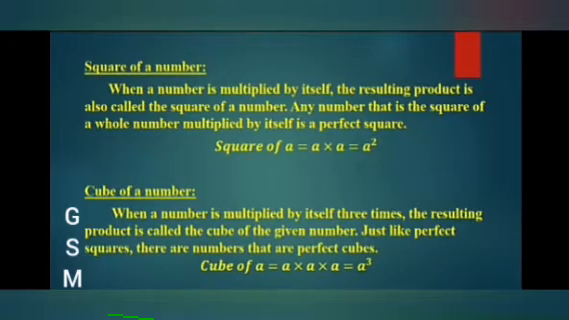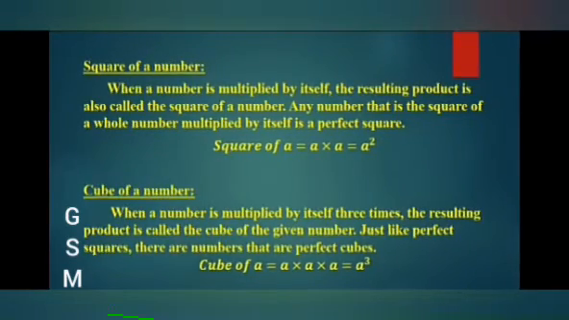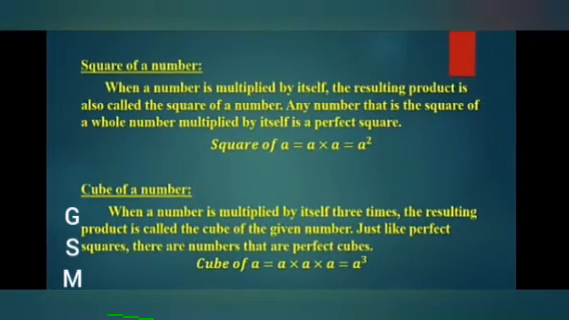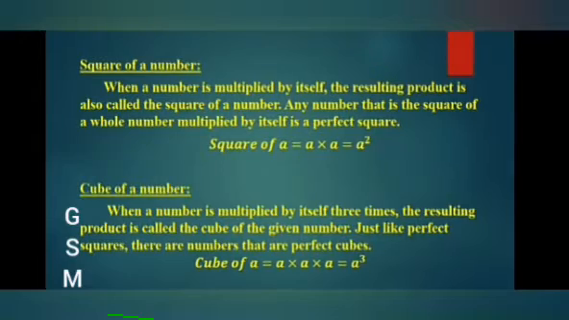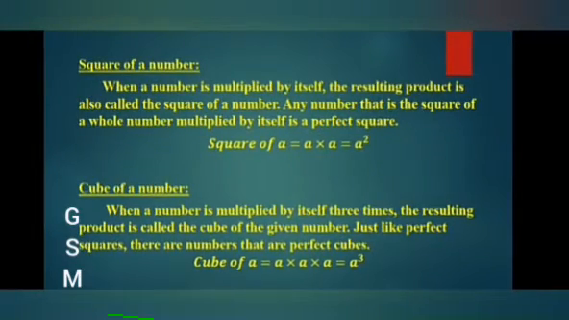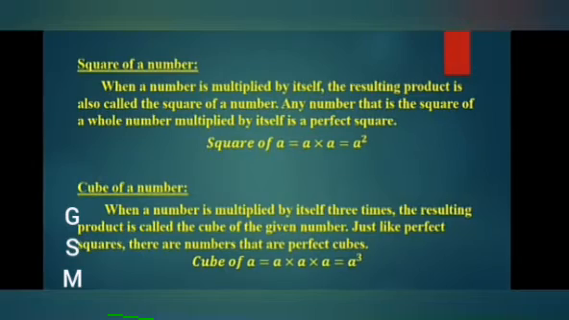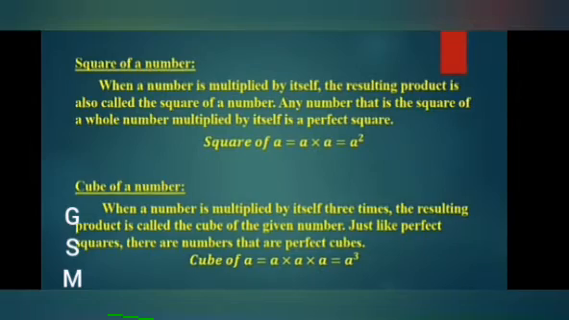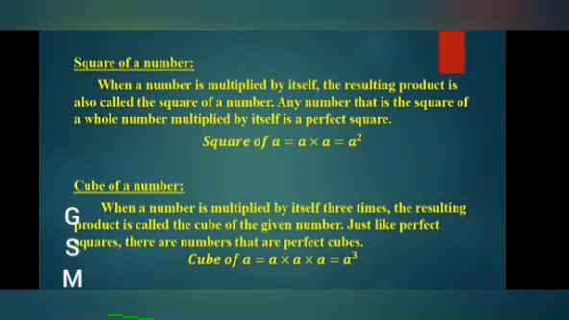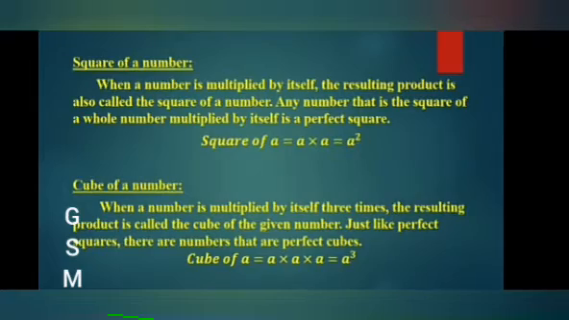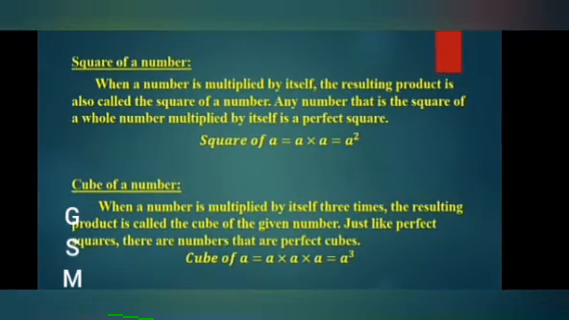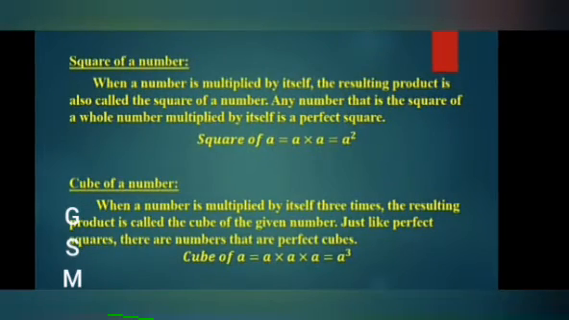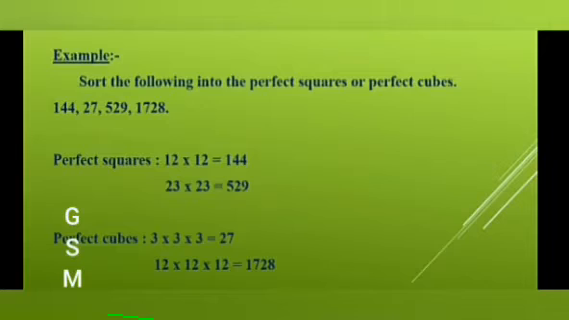Next, square of a number. When a number is multiplied by itself, the resulting product is also called the square of the number. Any number that is the square of a whole number is a perfect square. Square of a equal to a into a equal to a squared. Next, cube of a number. When a number is multiplied by itself 3 times, the resulting product is called the cube of the given number. Just like perfect squares, there are numbers that are perfect cubes. Cube of a equal to a into a into a equal to a cubed.